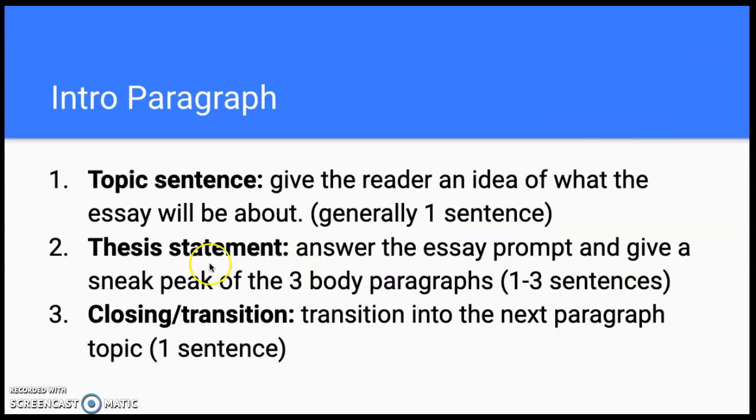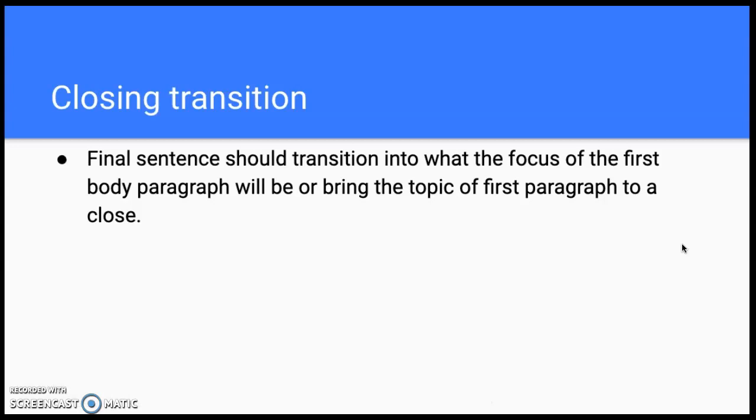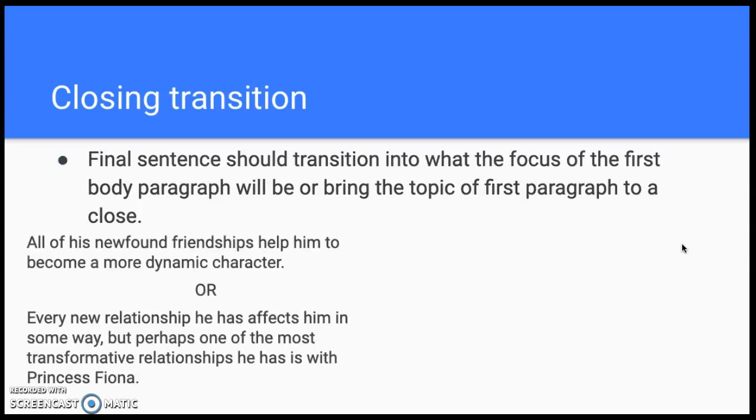Again, we're moving on to closing transition now. So the final sentence of your transition should transition into what the focus of your first paragraph will be, or it can kind of bring the topic of the current paragraph to a close. So 2 examples of that would be, all of his newfound friendships help him to become a more dynamic character. That's an example of just kind of bringing the topic to a close.